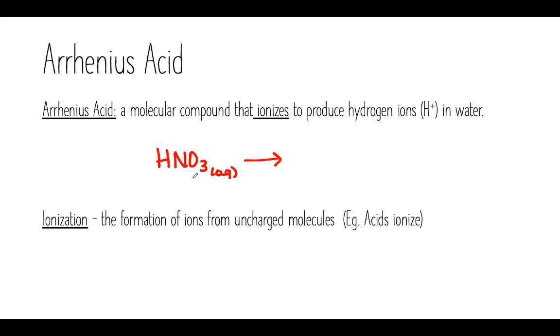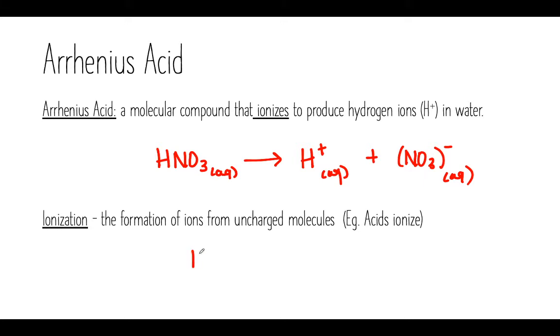Right? This is a molecular compound. When it ionizes, it's going to form H plus aqueous plus NO3 minus aqueous. Right? So this particular acid has ionized to form H plus and NO3 minus. What makes this an acid is the fact that it ionized into H plus ions. Right? And ionization is just the formation of ions from uncharged molecules.